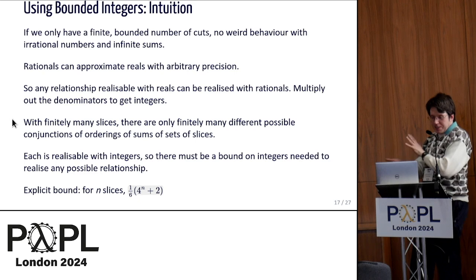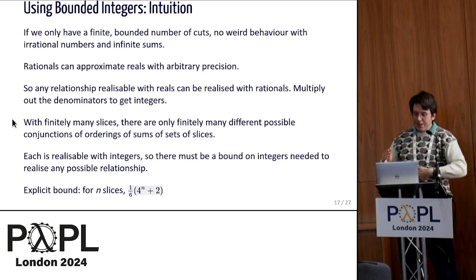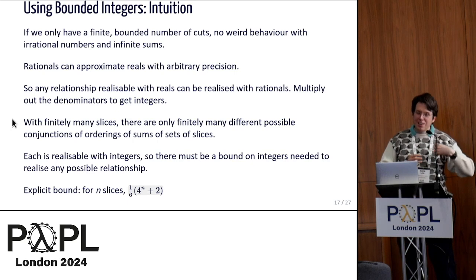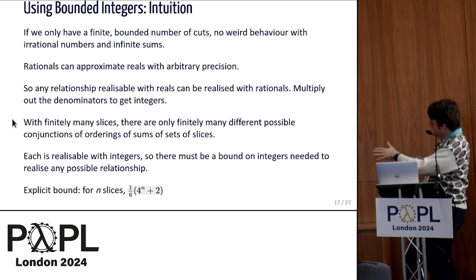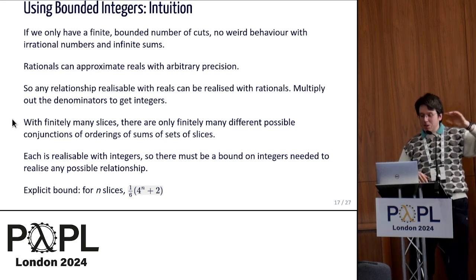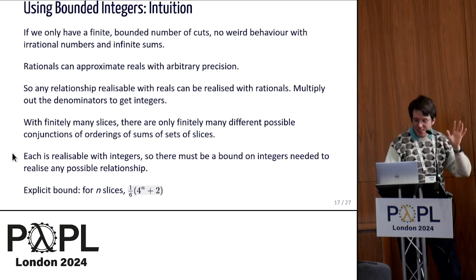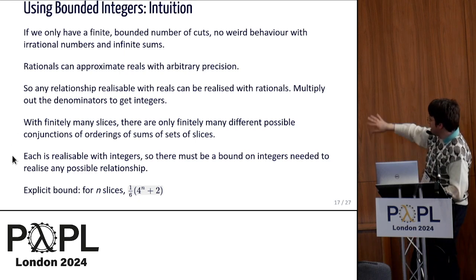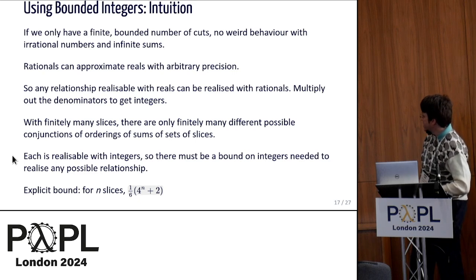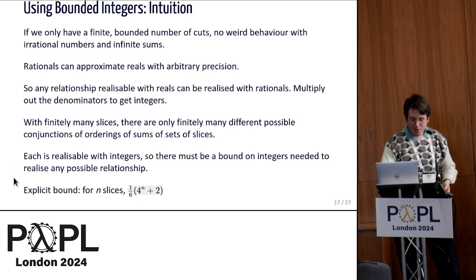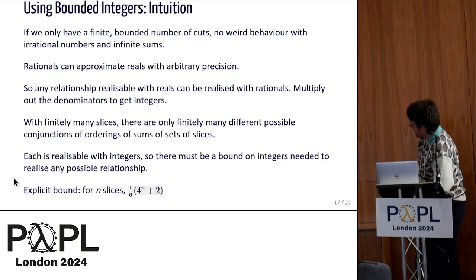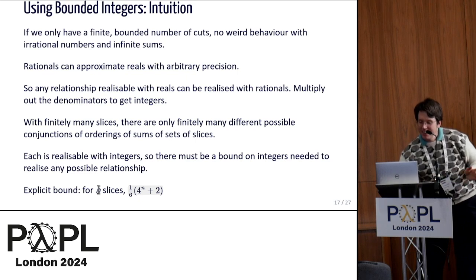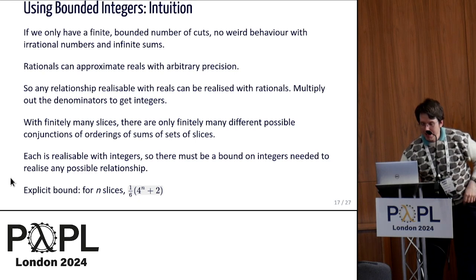But do we know if the integers are bounded? Well, with only finitely many different slices, there are only finitely many different possible conjunctions of orderings of sums of sets of slices. And each of these is realizable in integers, so necessarily there must be a maximum integer that's needed. So that's an informal argument for the existence of a bound on the integers you need. But in order to turn this into a verification procedure, we need to bound it. Can we bound it? Yes, we can. And the actual bound turns out to be O(4^n). And you can find the computation in the paper.